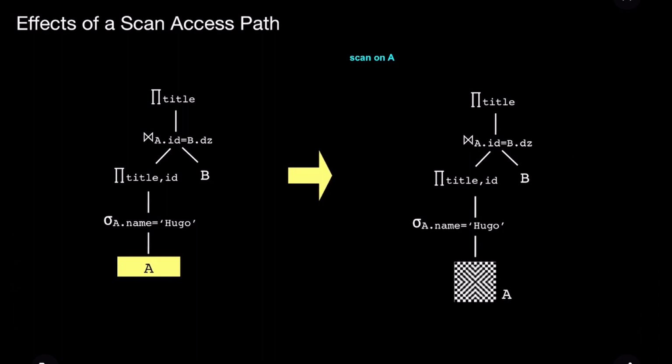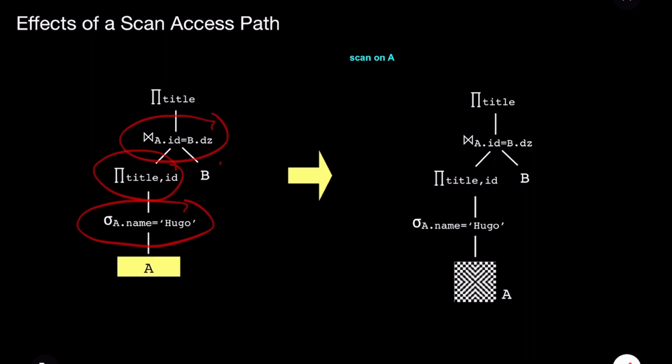Other problems you have in query optimization: if you have a query like this on the left, you filter on some condition, then you project to title and ID, then you have an equi join on B, and then you project again. Here you have your input relation A, and typically you don't want to do something like that.